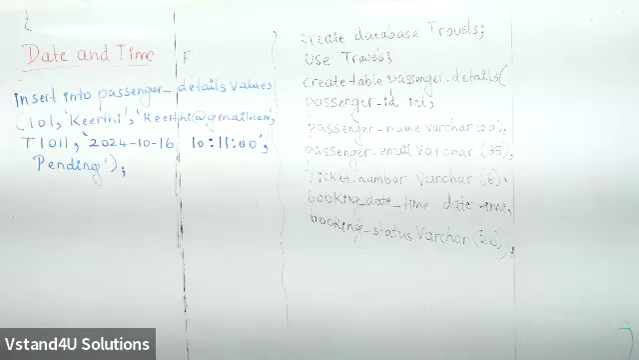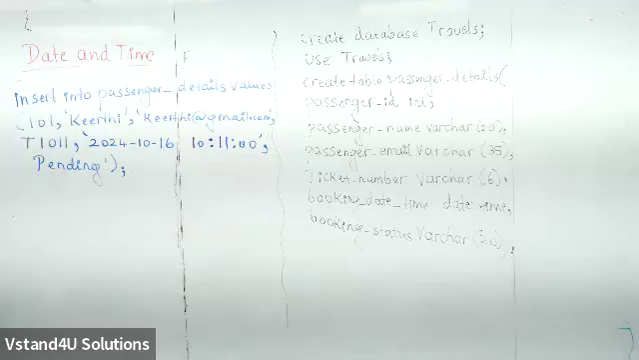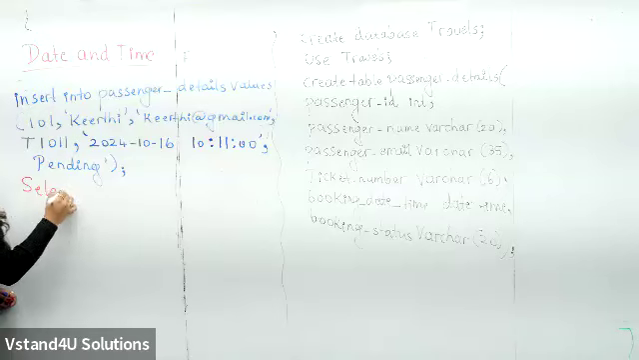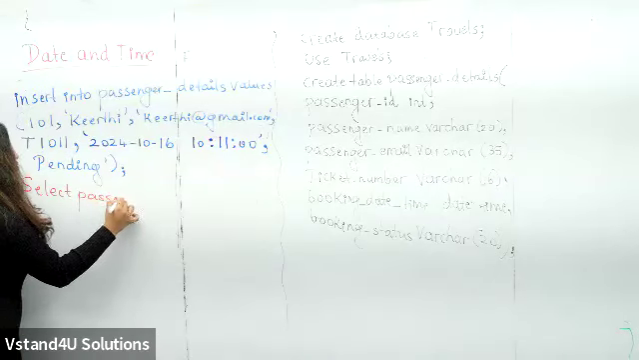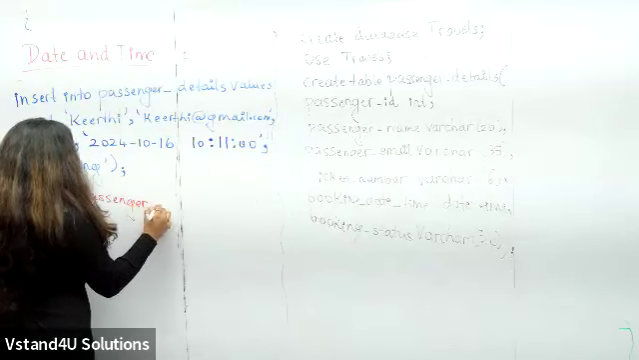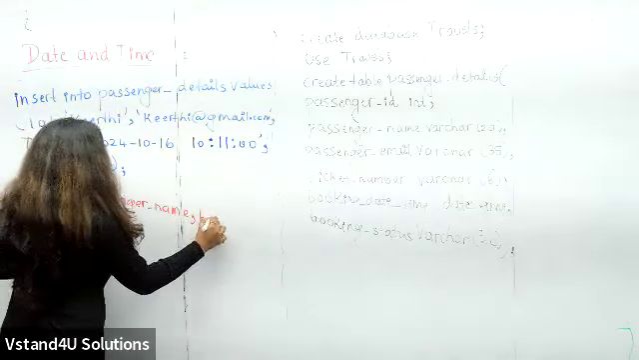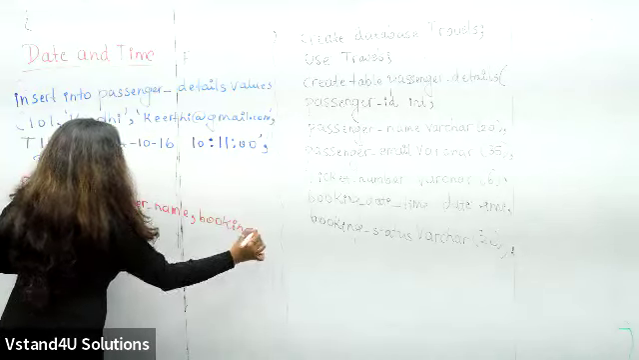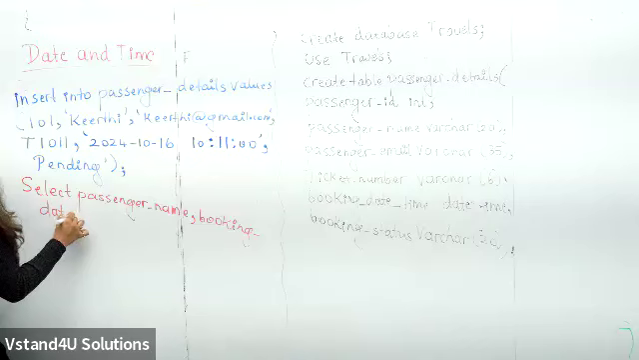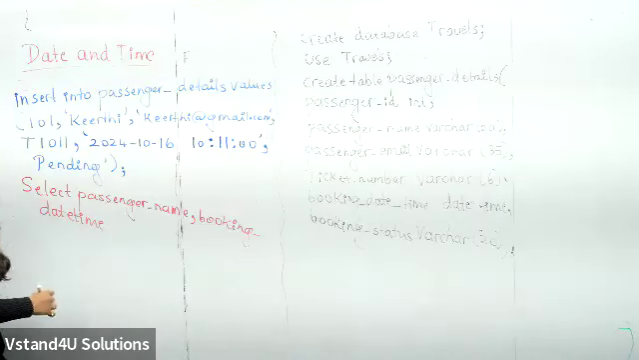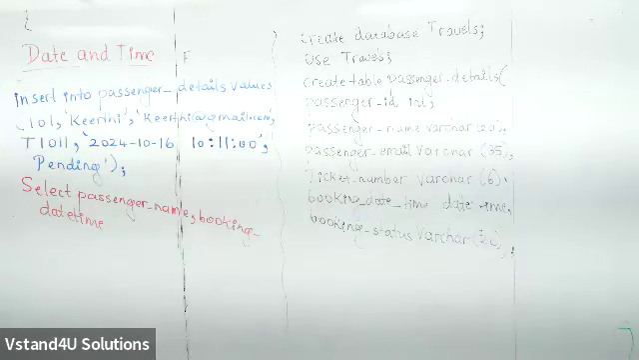Tell me how you will write the query for this one. They are telling you how can you retrieve passenger name and booking date and time. Yes or no? So how will you write the query? Select passenger name, comma, booking date, time. Then what are they telling? Who made their booking on or after current date and time.